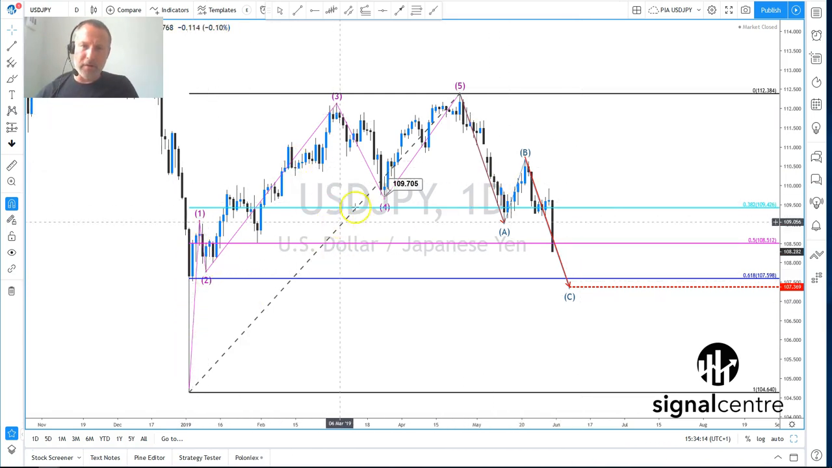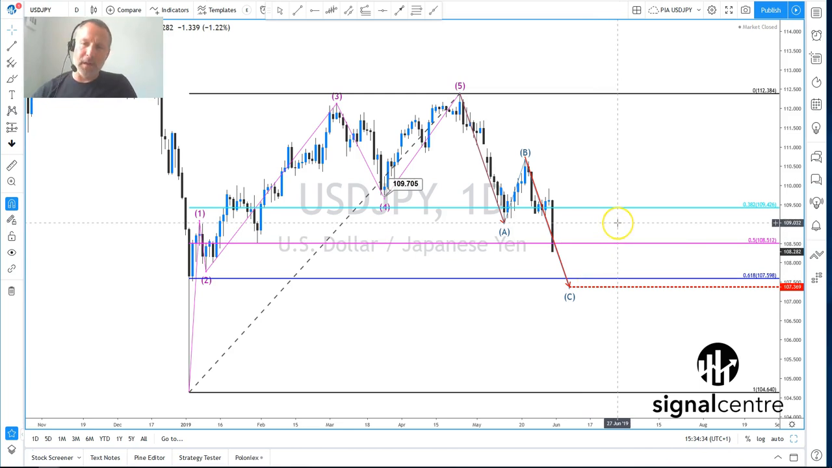Looks to have completed a 5-wave bullish Elliott wave count to the downside. This move lower is very aggressive now. An ABCD formation target is at 107.36. We've got the 61.8% Fibonacci pullback level at 107.60.